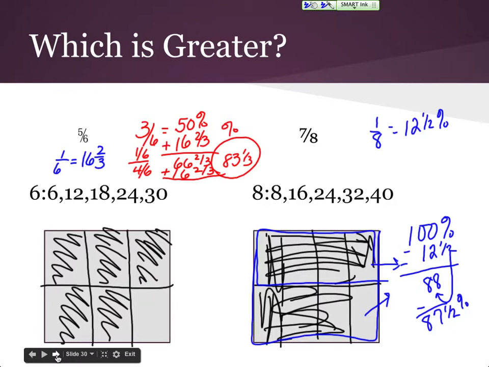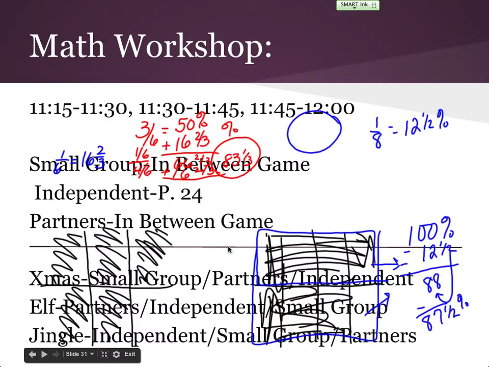So, if you're looking at 5/6, which is 83 and 1/3%, and 87.5%, which is greater? Which fraction is greater? 5/6 or 7/8, Tim? 7/8 is greater. Okay? Another way that we can look at this. Alright, guys, this is something else I want to show you.